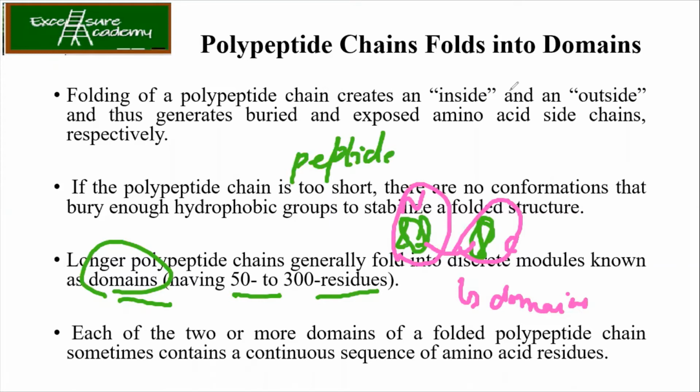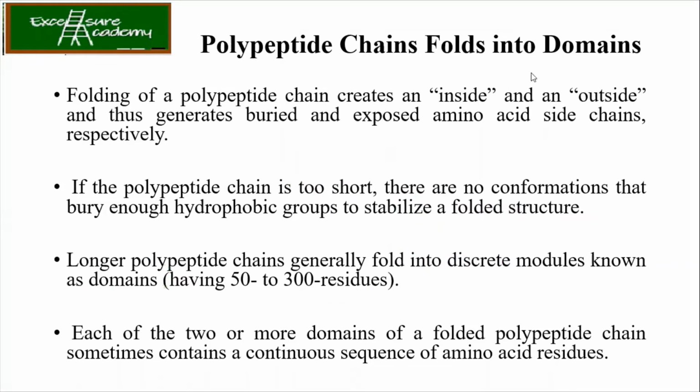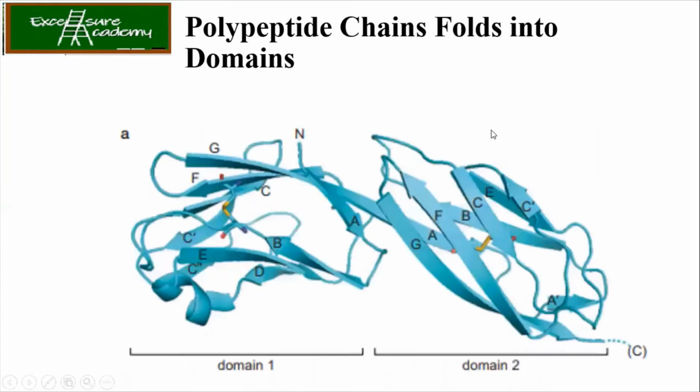Okay, so is it clear? Just stop me whenever it is not clear. So this is how it will look. You have two domains over here. Now, can you tell me what kind of secondary structures are present in the given figure?